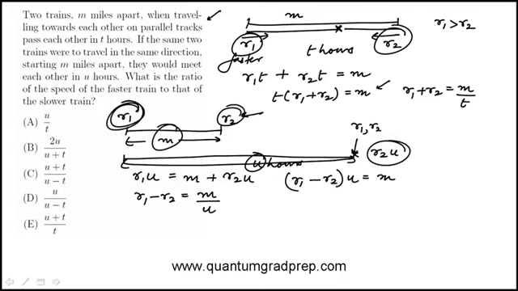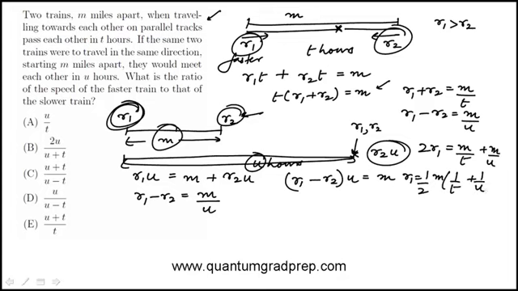So we have two equations. We can solve for the variables by adding and subtracting these equations. So for example, if I add these two, the R2 terms disappear. 2R1 is m over t plus m over u. So R1 is half. I'm going to factor m, and I'll leave it in that form.